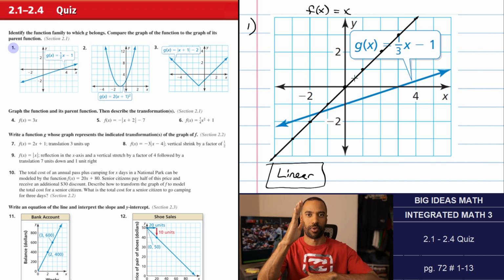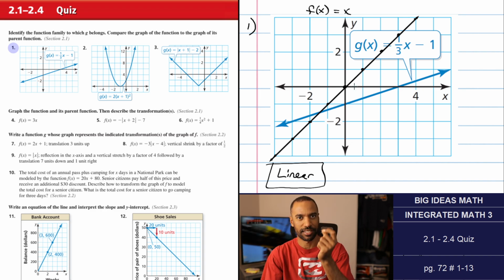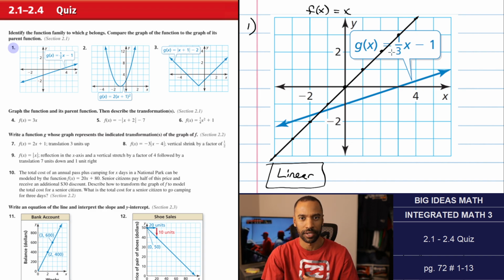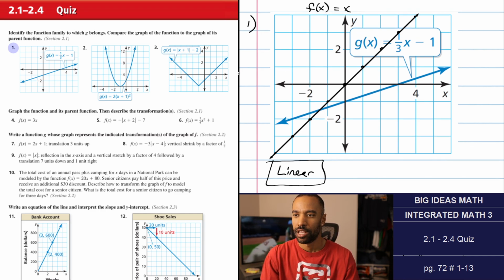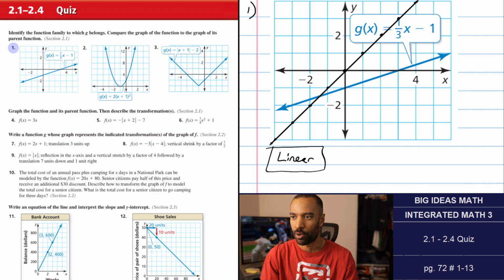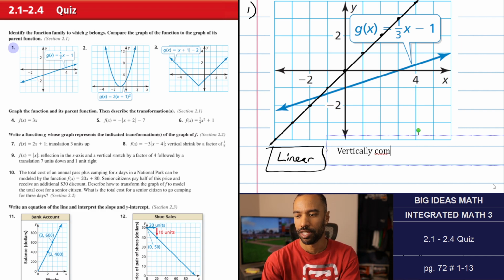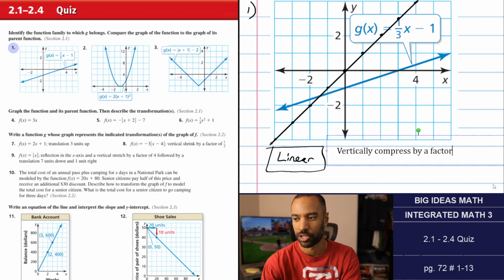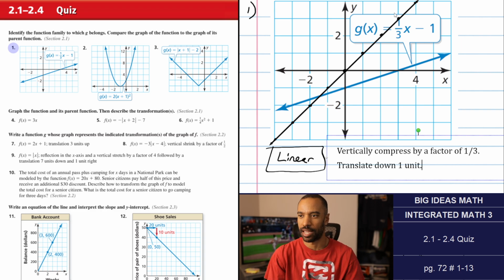It seemed to have compressed itself vertically, and that's where the 1/3 takes place, and it seems to have translated itself downwards, and that's what the -1 is doing there. When you ask, hey, what are you doing there? That's what it's doing. So to describe this, I'm going to state those two things. I'm going to be vertically compressing this function, vertically compress by a factor of 1/3 is one of the things that's going on, and then also translate down 1 unit. Now those are the two things in comparison that I'd say that thing is doing.